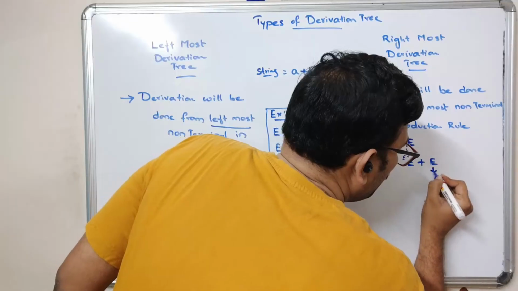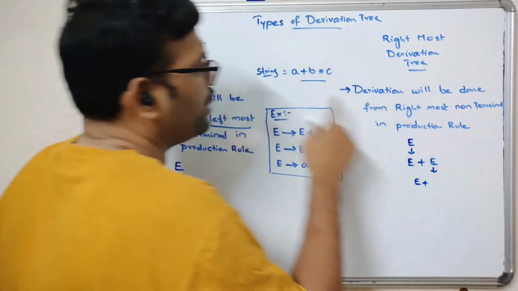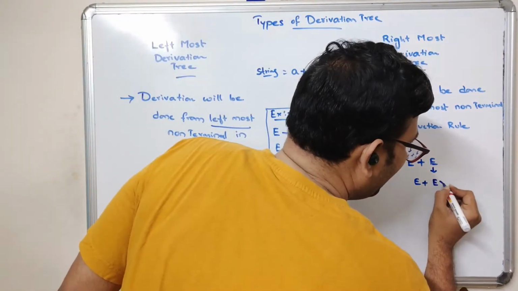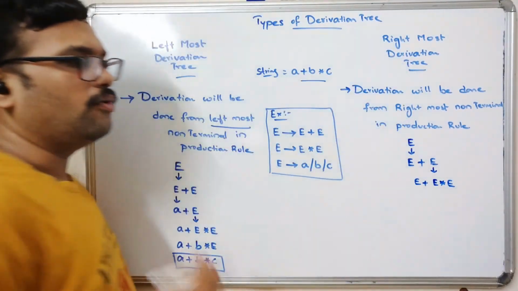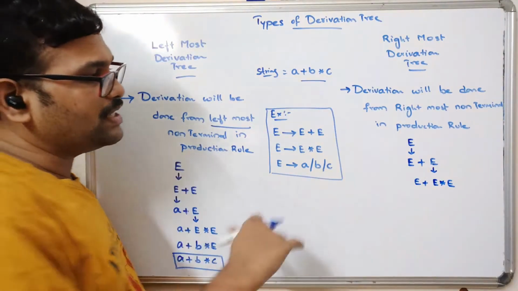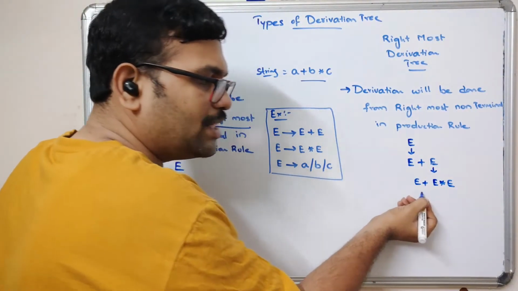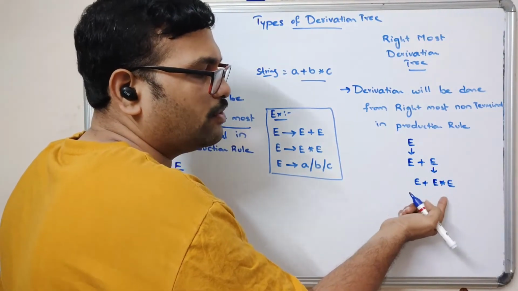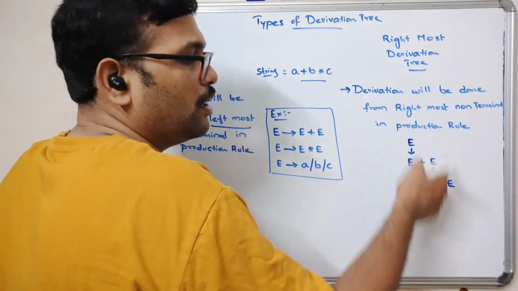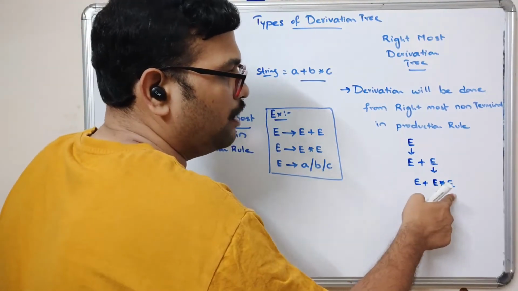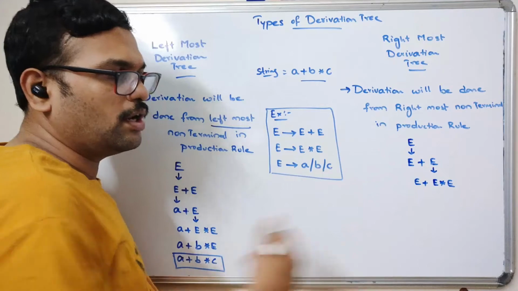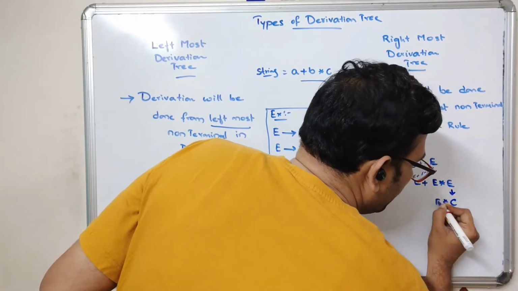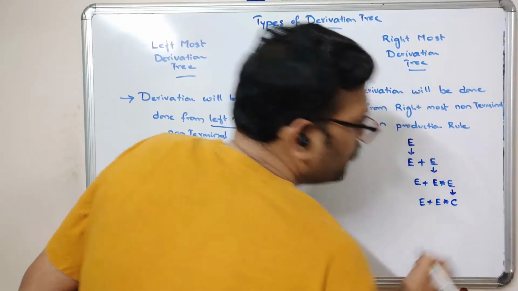So E plus, what do we have to get? B into C. That means we can take this production E into E. Now, what is the next thing? Again we have three non-terminals. Among these three non-terminals, we have to substitute the non-terminal from the rightmost. So what is the rightmost non-terminal? This one. So just give here C into E plus E.